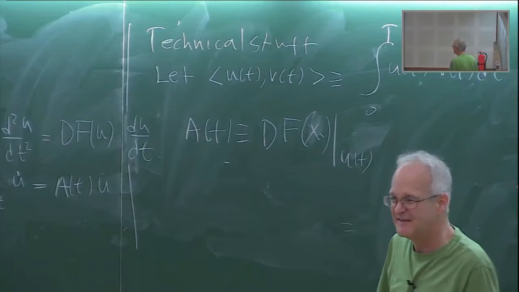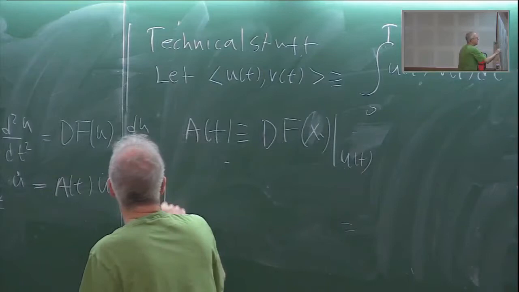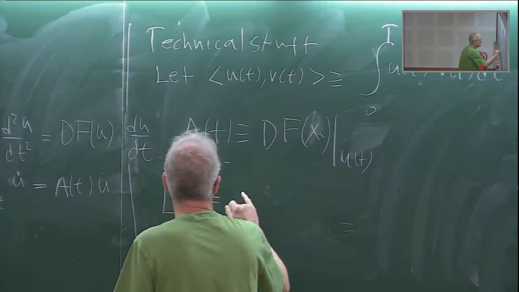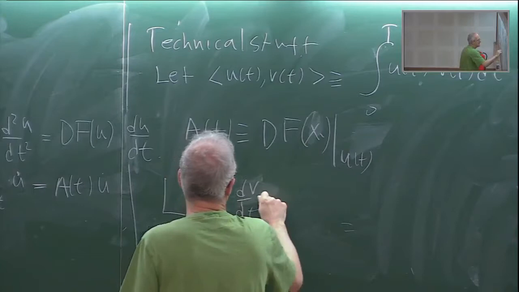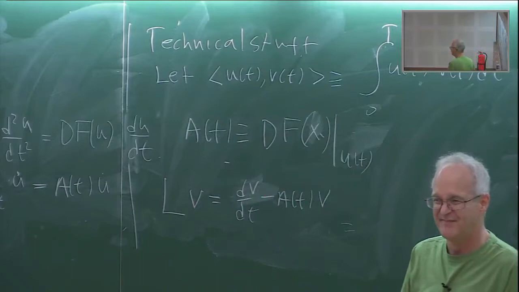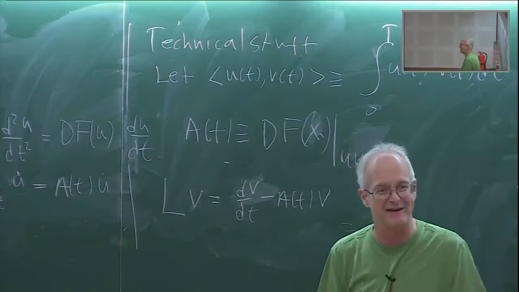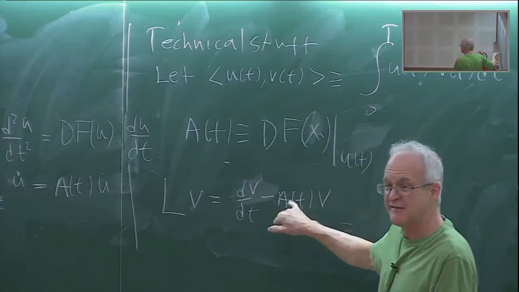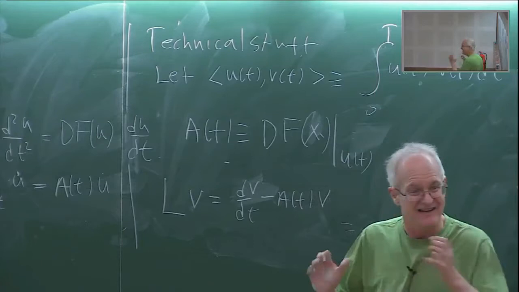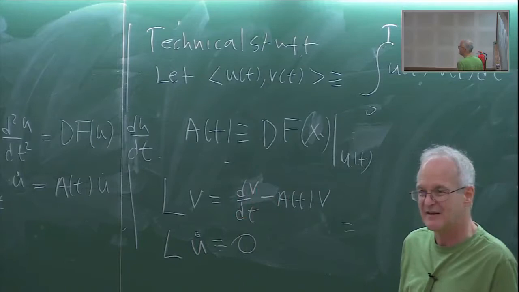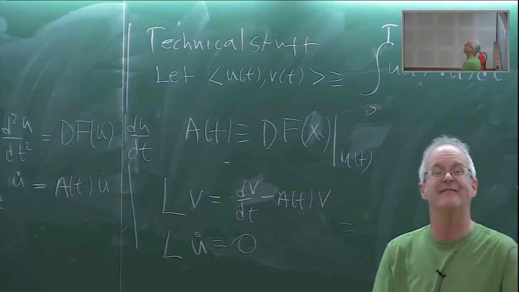So if we consider the linear operator L, L is going to be a linear thing that operates on periodic functions. Lv is minus dv/dt minus A of t times v, okay? So what this operator does is it takes any differentiable periodic function v, its derivative, remember v is a column vector, subtracts it from A of t times v. A is a matrix, okay? That's what this does. We see that L u dot equals zero, okay? So this has a one-dimensional null space. So it's not an invertible operator. You can't find an inverse for it.